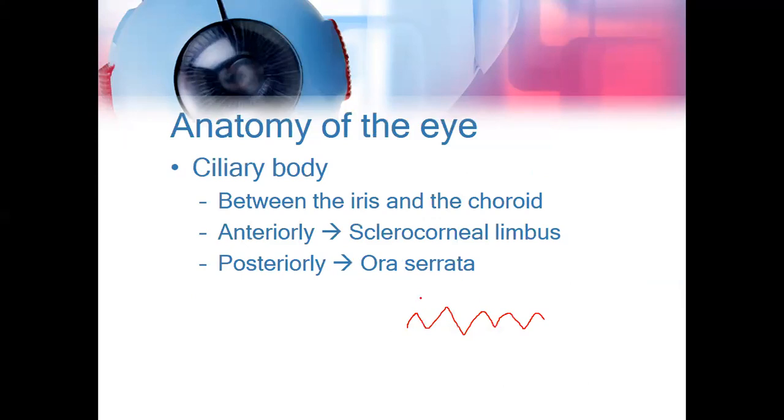You can imagine, right? Here we have the ciliary body, this would be anterior, this would be posterior, and here we have the retina. The most anterior part of the retina is the ora serrata, and the most posterior part of the ciliary body is related to the most anterior part of the retina, which is the ora serrata, right? Easy to understand.